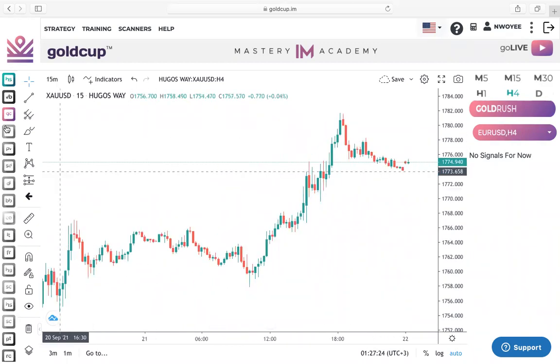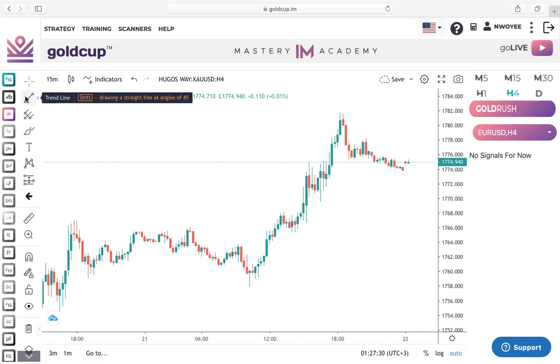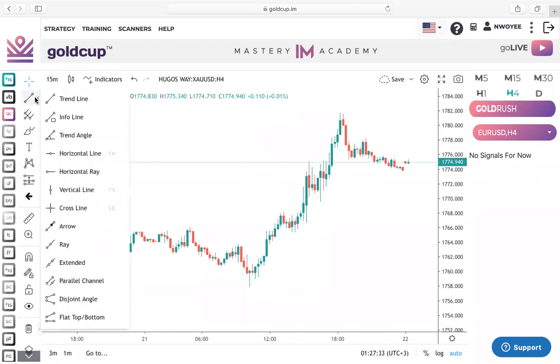On this Goldcup scanner, I use a couple things on here, and I'm gonna point it out. I use the trend line, right? So that's one thing that you might need to use, or you might have to use when looking to call out your own trade. Another thing is also the horizontal line. I also use that too. The horizontal line. Those are the 2 that I use for the most part.